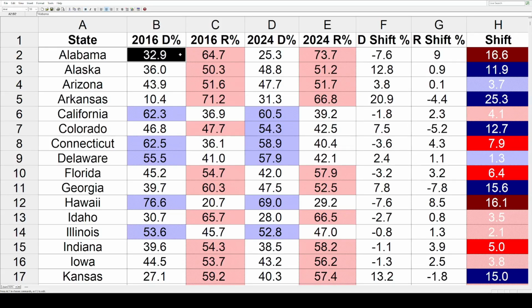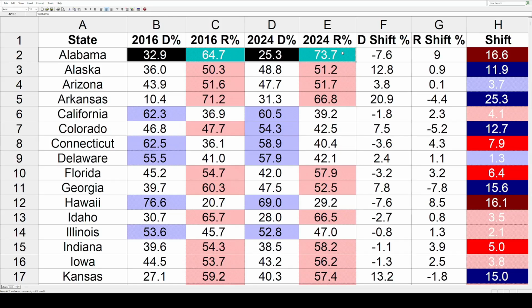In 2016, if you add up all 7 congressional districts, the Democrats got 32.9% of the vote. The Republicans got 64.7%. I'll also point out that one of those districts on each side was uncontested. And then in 2024, the Democrats went down to 25.3%. The Republicans went up to 73.7%. This time in those 7 districts, 3 of those Republicans were unopposed.